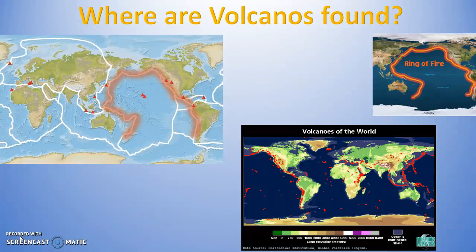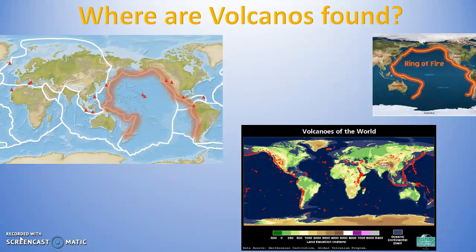Alright, next we're going to be talking about where volcanoes are found. Many of the world's active volcanoes are located around the edges of the Pacific Ocean, the west coast of the Americas, the east coast of Siberia, Japan, the Philippines, and Indonesia, and also in an island chain from New Guinea to New Zealand that is called the Ring of Fire.